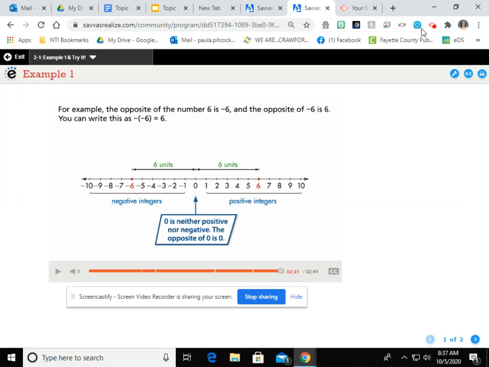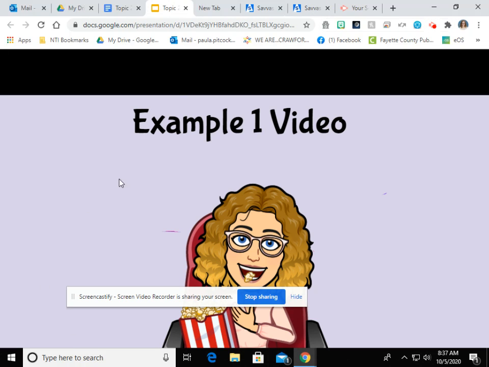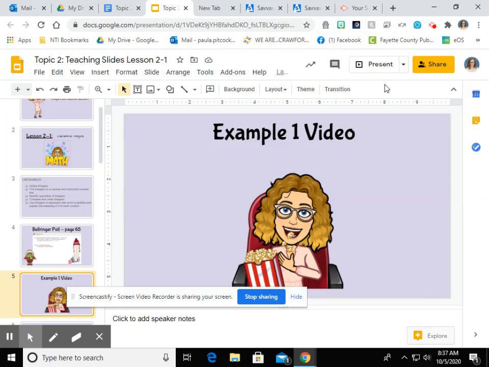So I need to find my writing tools, and it seems like I've lost them, guys. Where are my writing tools? Here they are.